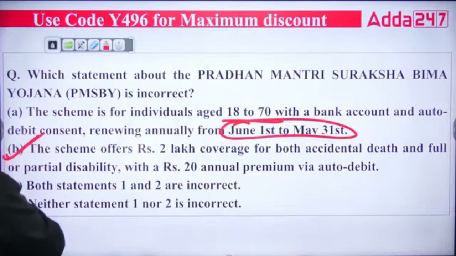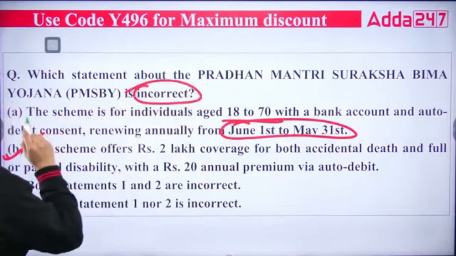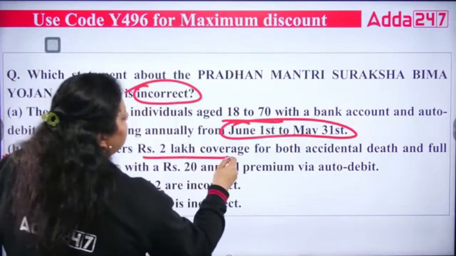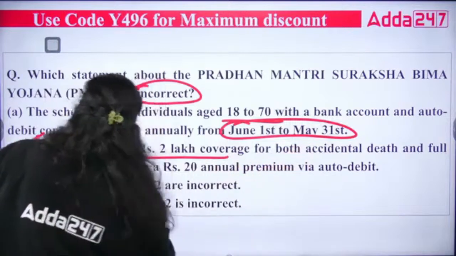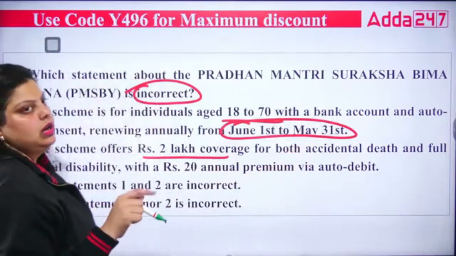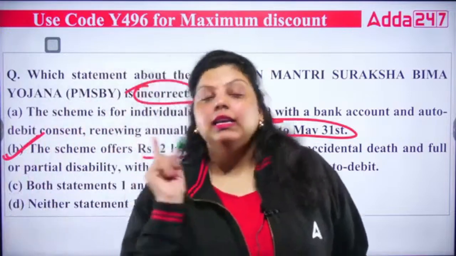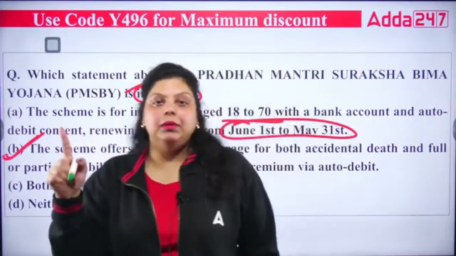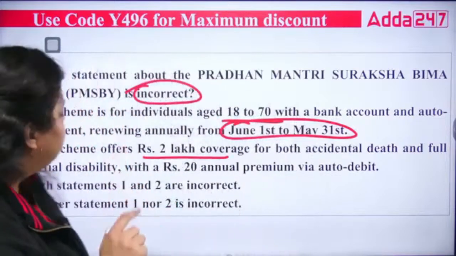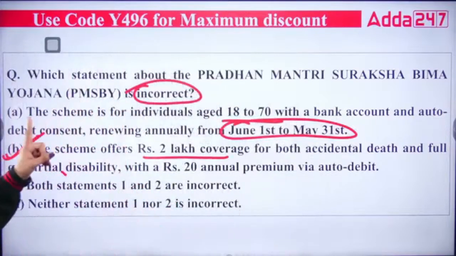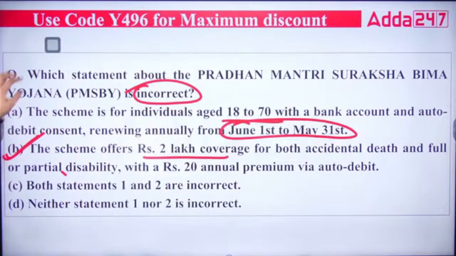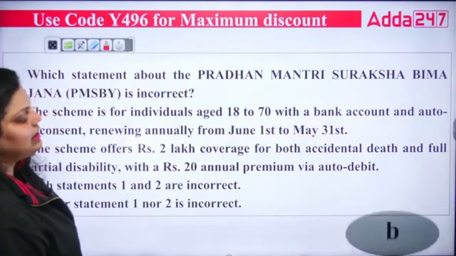The right answer will be B, because we are finding the incorrect. The scheme offers 2 lakh of coverage for both accidental death or full or partial disability. No. In case of partial disability, it will give only 1 lakh. In case of death and full disability, the 2 lakh insurance claim is there. But in partial disability, it is only 1 lakh. Okay. So right answer will be your B. B is the only statement that is incorrect.